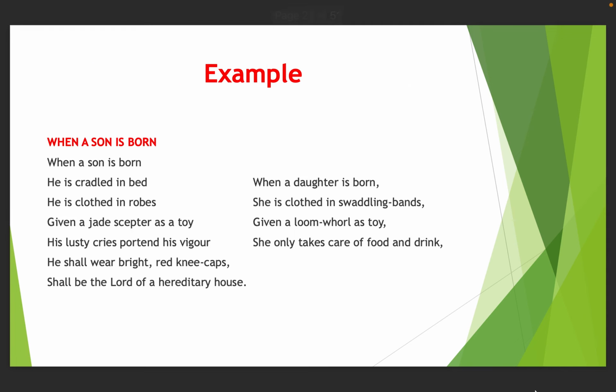Example: when a son is born. When a son is born, he is cradled in bed. He is clothed in robes. Given a jade scepter as a toy, his lusty cries portend his vigor. He shall wear bright red kneecaps, shall be the lord of a hereditary house. When a daughter is born, she is clothed in swaddling bands, given a loom whorl as a toy. She only takes care of food and drink.